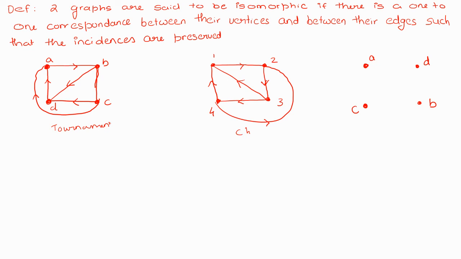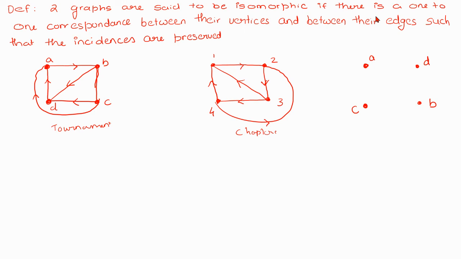This is of the chapters. Okay, these both are similar. Let's see whether they are isomorphic. Two graphs are said to be isomorphic if there is a one-to-one correspondence between their vertices and between their edges. Okay, let's check.